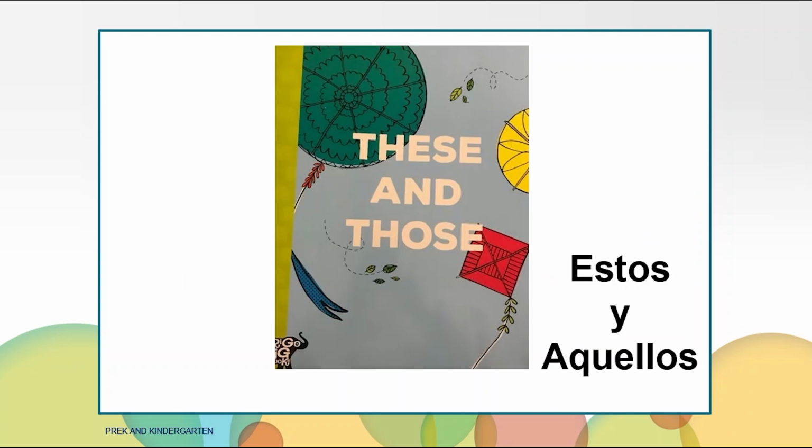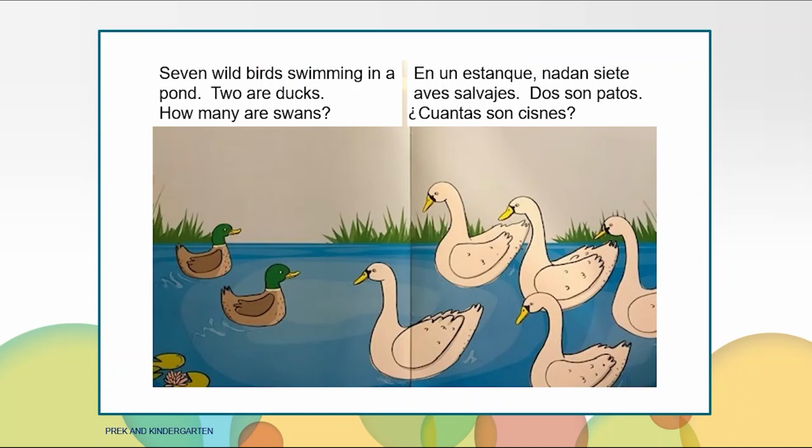What do you think this story is going to be about? I'm going to read the story to you now. 7 wild birds swimming in a pond. 2 are ducks. How many are swans? Let's count the swans. 1, 2, 3, 4, 5. There are 5 swans.